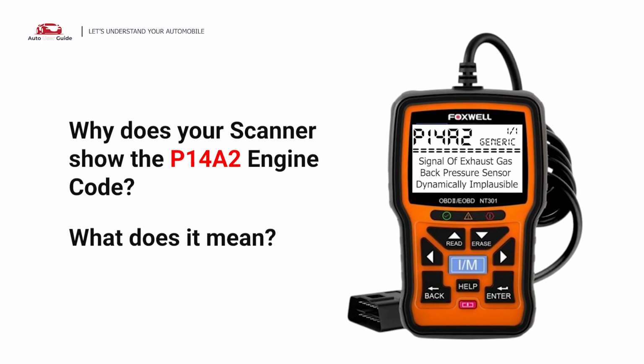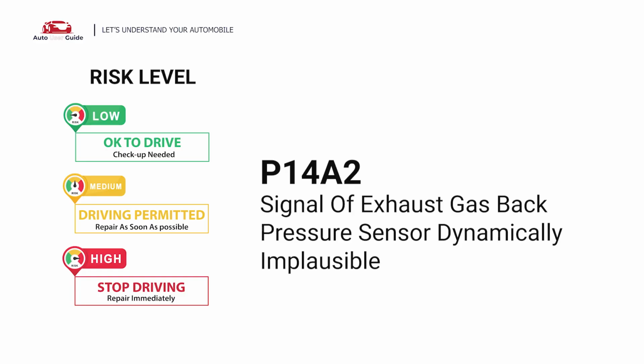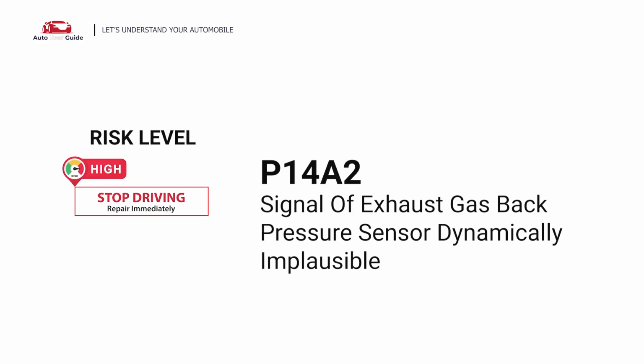Why does your scanner show the P14A2 engine code? What does it mean? P14A2 is a diagnostic trouble code for signal of exhaust gas back pressure sensor dynamically implausible.